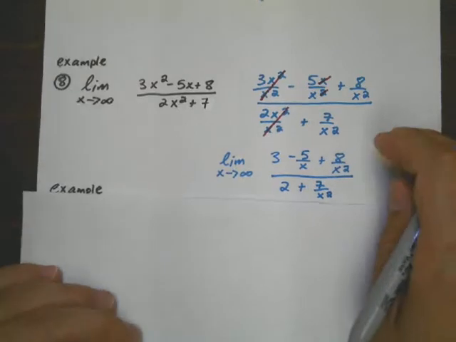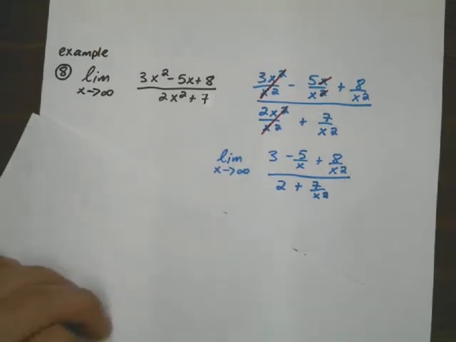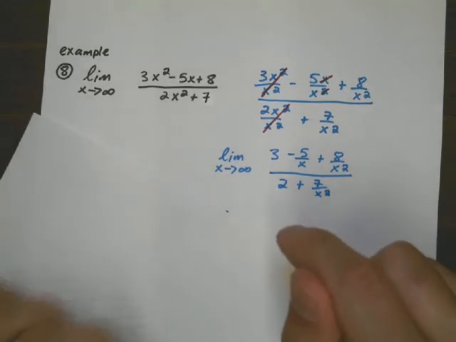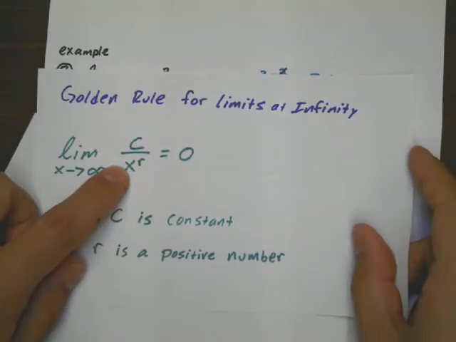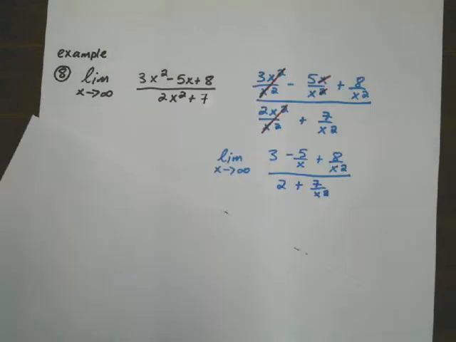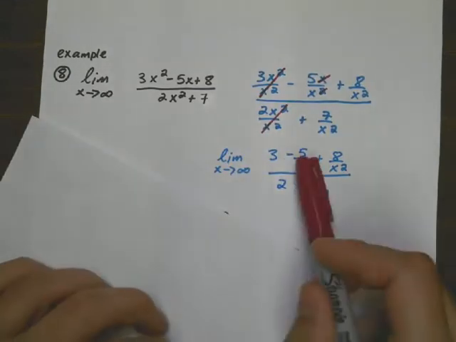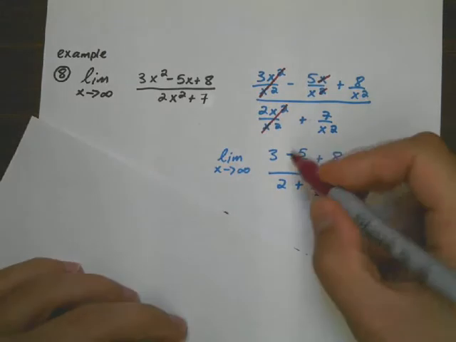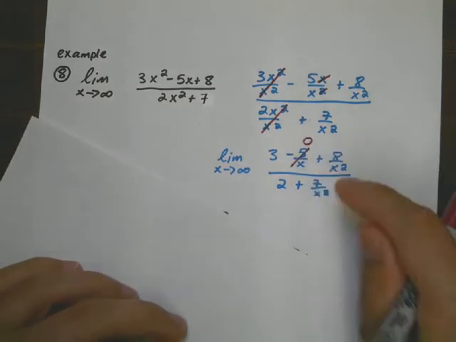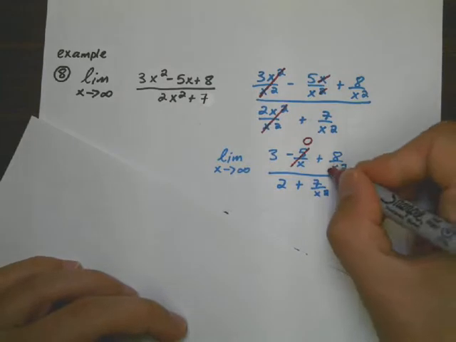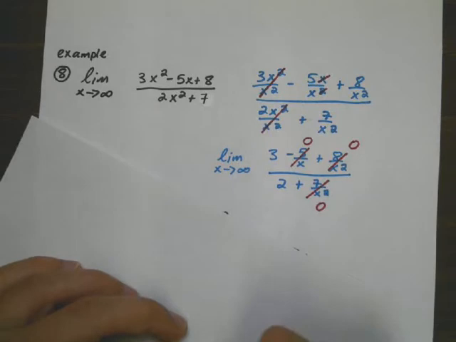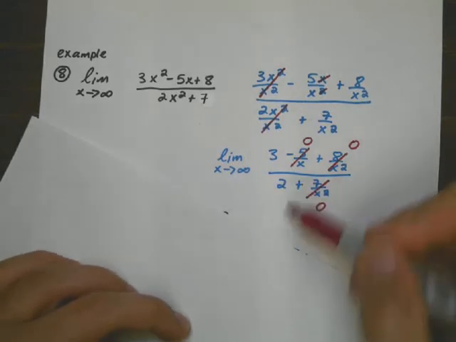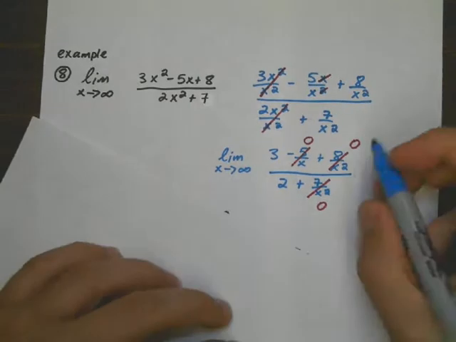Now, the golden rule says that if I have any power of x left in the denominator, it's going to go to 0. So this 5 over x goes to 0, this 8 over x squared also goes to 0, and this 7 over x squared goes to 0. All I have left over is 3 over 2, and that's my answer. That's my limit, 3 over 2.